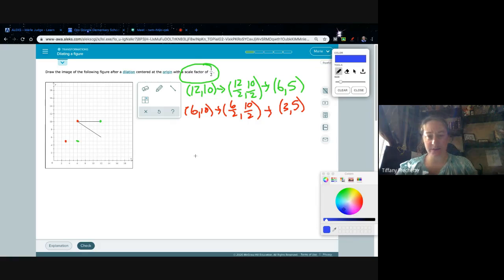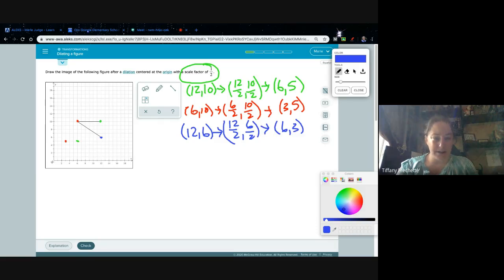All right, last one. We have this one in blue here. So we're going to go right 12, up 6. So 12, 6. All right, so we're dividing by 2 again. 12 divided by 2 is 6. 6 divided by 2 is 3. All right, so then I'm going to go 6 and 3, so right there.